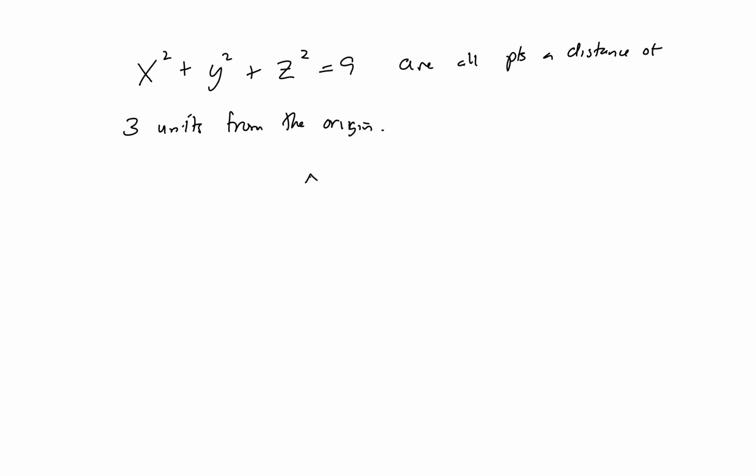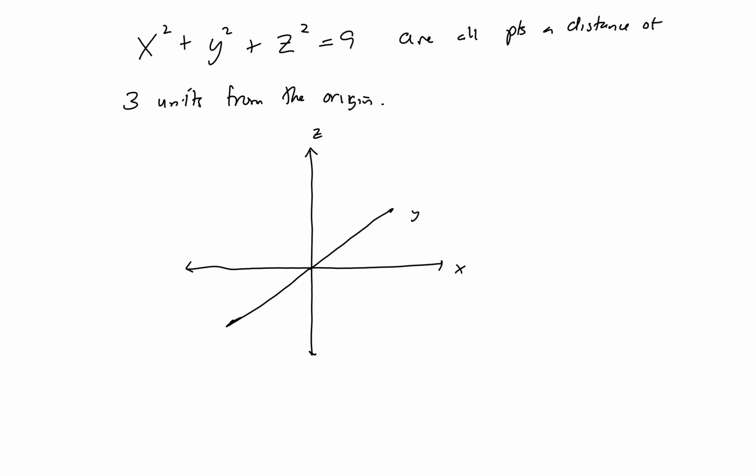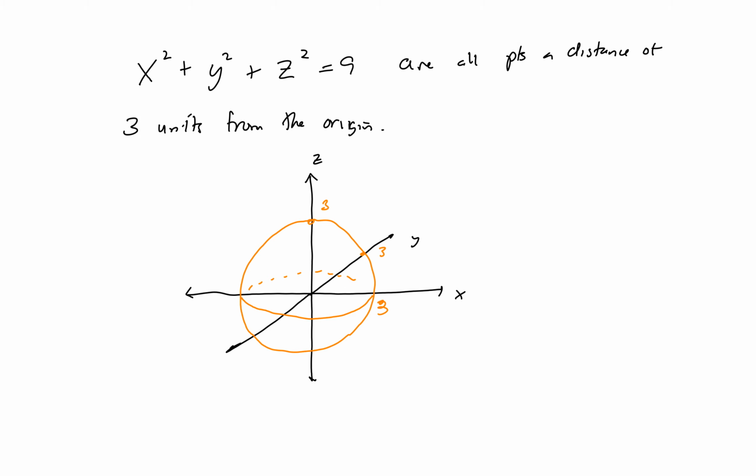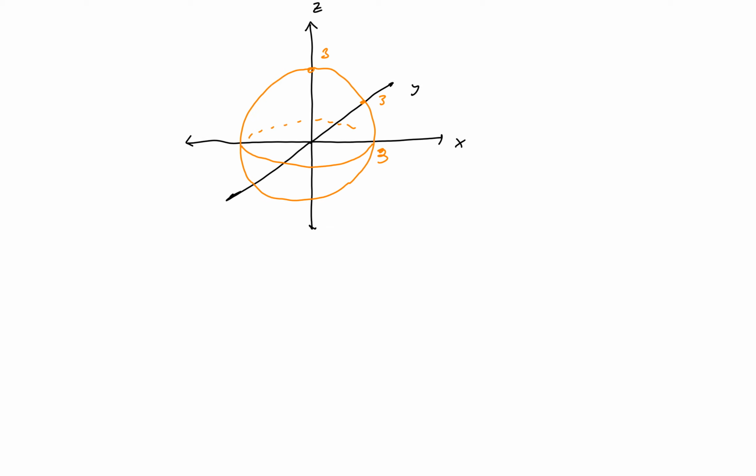So what that should look like is just a sphere of radius 3. So this distance out here is 3, and in each direction 3. So that graph relied on us knowing the distance formula in 3 dimensions, which we just showed how to get. Okay, let's try one more.